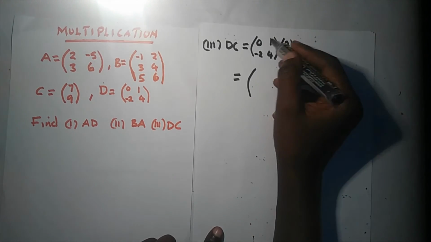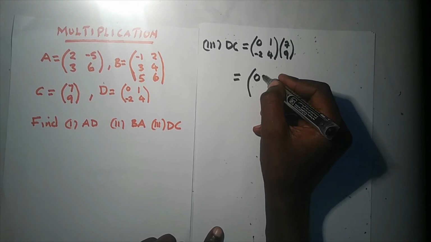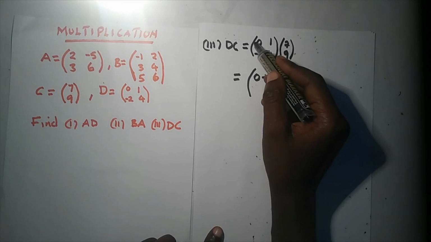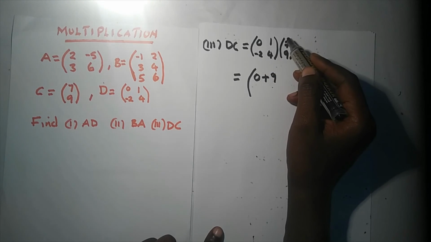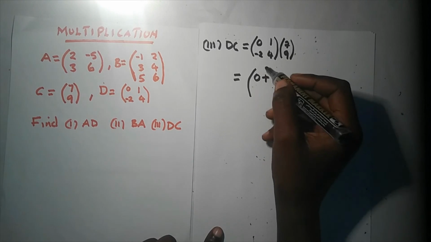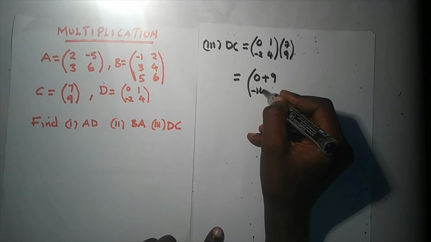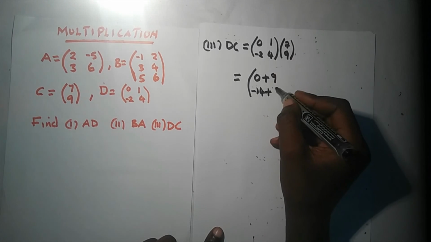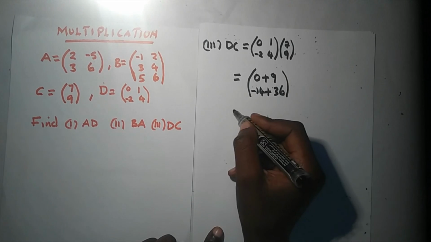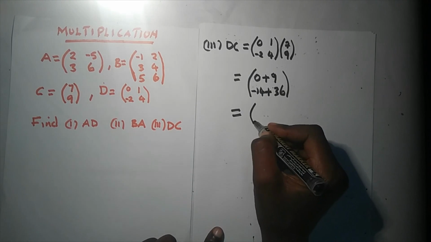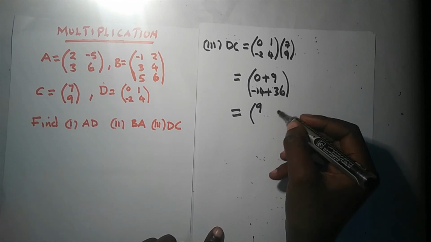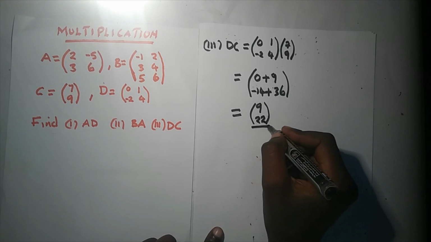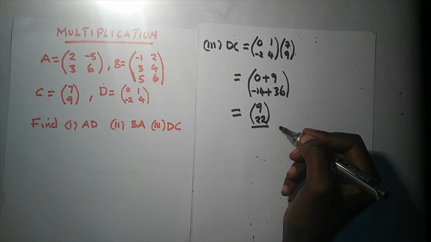We are going to multiply 0 times 7, which will give us 0, plus 1 times 9, which will give us 9. So now that we are done with the top row, and there's only one column here, we can now go to the bottom row. So -2 times 7 is -14. Then plus 4 times 9, which is 36. And then we can simplify here. 0 plus 9 will give us 9. -14 plus 36 will give us 22. And so this is how we evaluate matrices, by multiplying them.